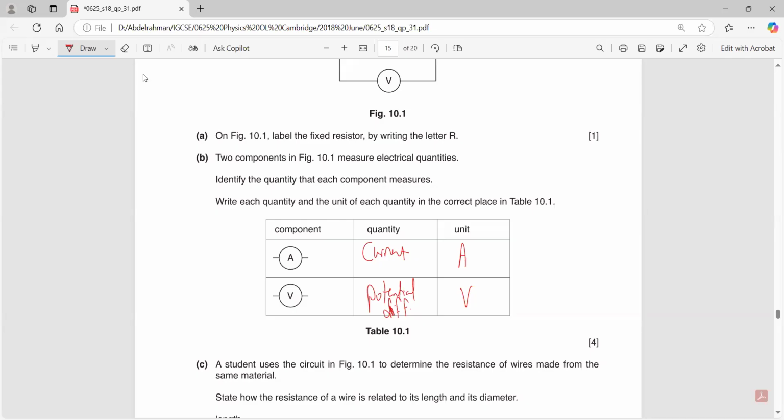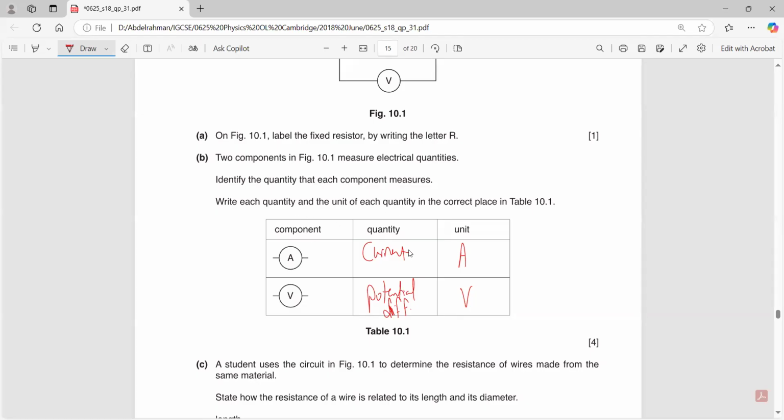What's the difference between EMF and PD? We said it before. Potential difference is the voltage of a device. The EMF is the voltage of the power supply, of the battery. It's a difference in voltage.